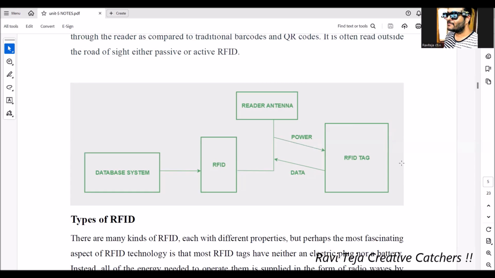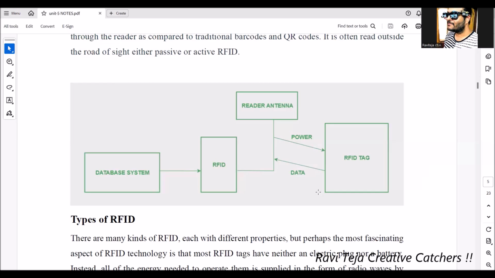Now, this is an RFID tag, and this tag holds the data. Whenever the tag is brought near the RFID reader, which has a reader antenna, the RFID tag, which contains an electromagnetic coil, gets powered up due to the electromagnetic waves. The data present in the RFID tag is then read by the RFID reader.